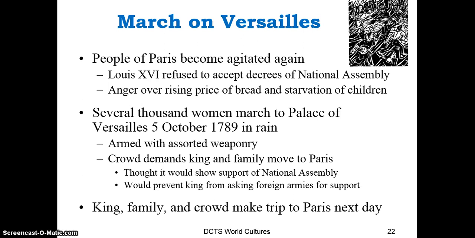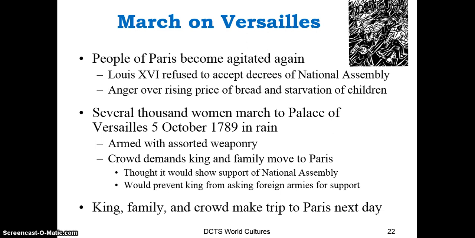Several thousand women march into the Palace of Versailles October 5th, 1789 in the rain. Armed with swords and weaponry, the crowd demands the king and family move to Paris. They thought it would show support of the National Assembly and would prevent the king from asking foreign armies for support.